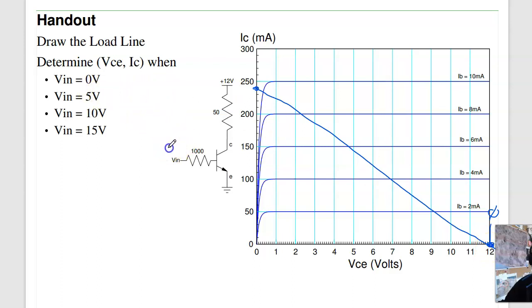When Vn is 5 volts, this is 5 volts, this is 0.7. Again, that's a diode. Diodes are 0.7 volt drop per silicon diode. I've got 4.3 volts at 1K, gives you 4.3 milliamps. That'd be the operating point right here. 4.3 milliamps at the base produces some current at the collector. When Vn is 10 volts, I have 10 minus 0.7, 9.3 volts at 1K, 9.3 milliamps. So here's the operating point for 9.3 milliamps.